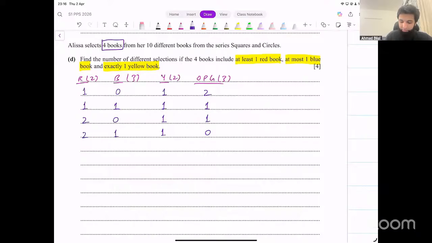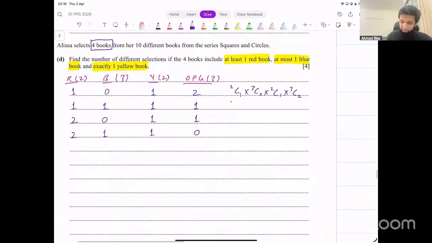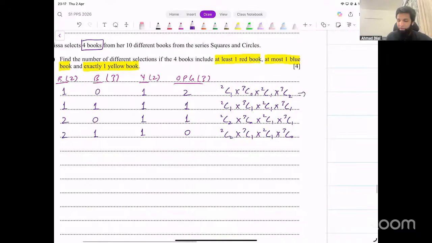So the first case is going to be 2C1 into 3C0 into 2C1 into 3C2. That's the first case. The second case, 2C1 into 3C1 into 2C1 into 3C1. Then 2C2 into 3C0 into 2C1 into 3C1. And then the final one, which is 2C2 into 3C1 into 2C1 into 3C0. These are the 4 cases that we get. Evaluate each one of them, add them up together, and that will give you the total number of different selections.